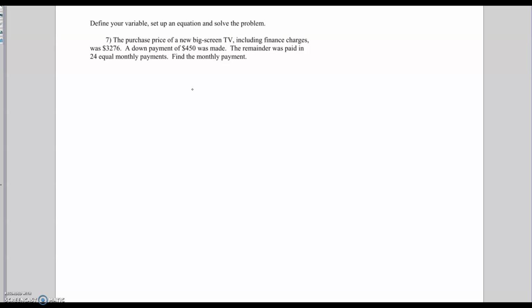Find the monthly payment. So the directions will always, for any of my word problems, say define your variables. Let the question help you find what your variable is. So find the monthly payment. I'm going to use M. M refers to cost of monthly payment.